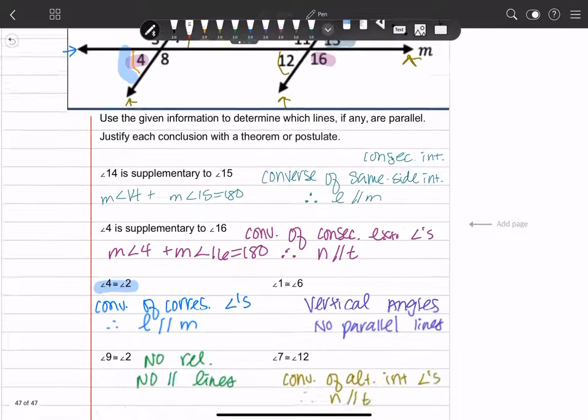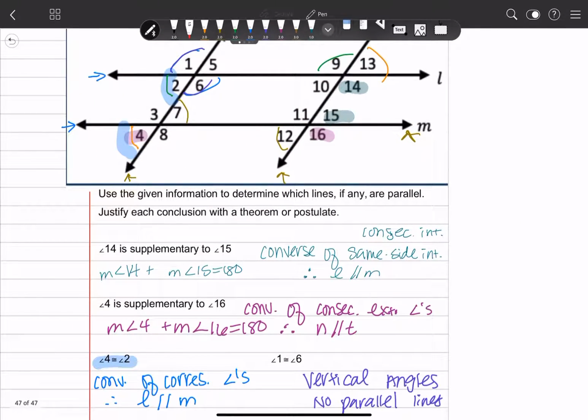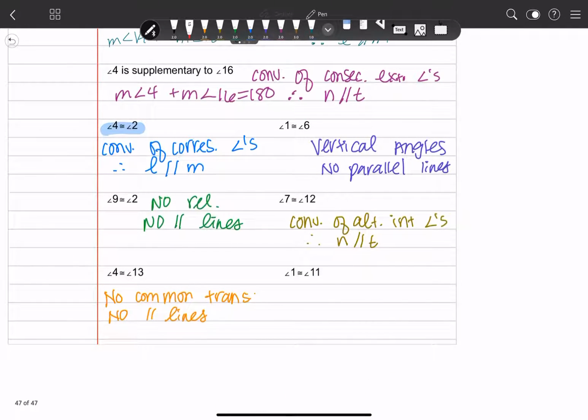And our last one says angle 1 is congruent to angle 11. This is the same thing. They don't have a common transversal, and they're not parallel lines. Now, you could work your way up, and once these lines have been proven parallel, you can find their measures, but right now, that's not the case. And we can't prove that both of those lines are parallel first, just from what they've given us.